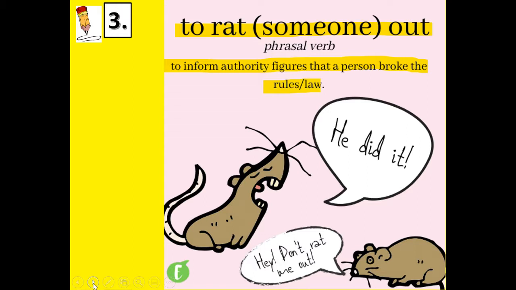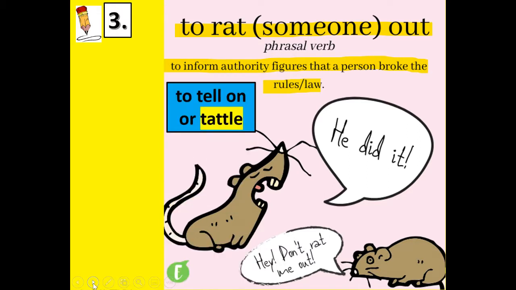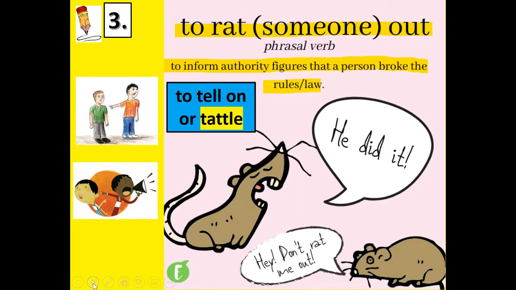And the rat is saying, he did it. And the other rat is saying, hey, don't rat me out. So to rat out means to tell on or tattle, especially to the police. Rat out. And it's an idiom. To rat out means to tell on or tattle, especially to the police or authority figures.